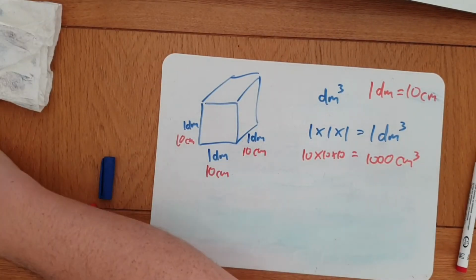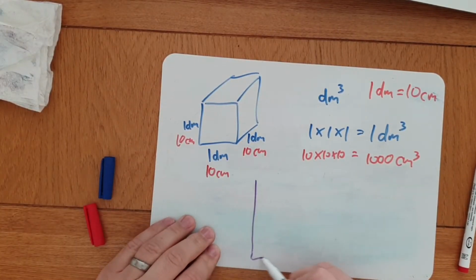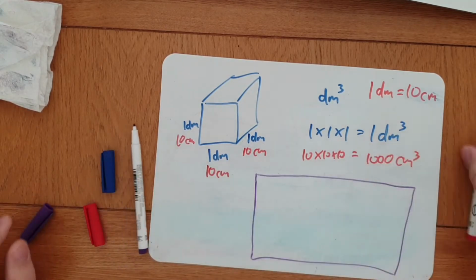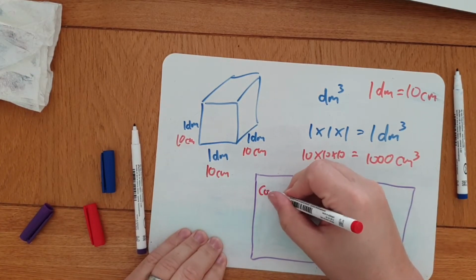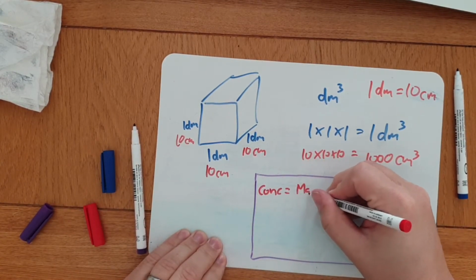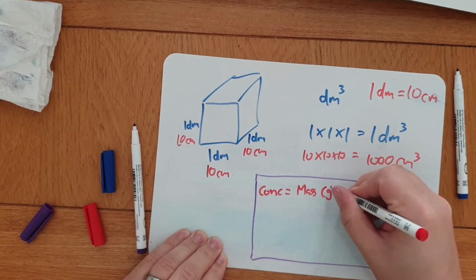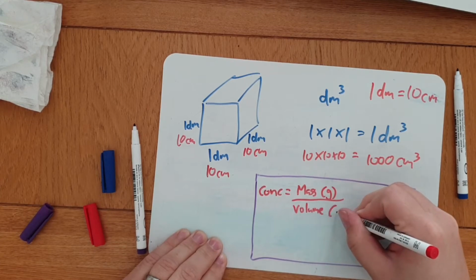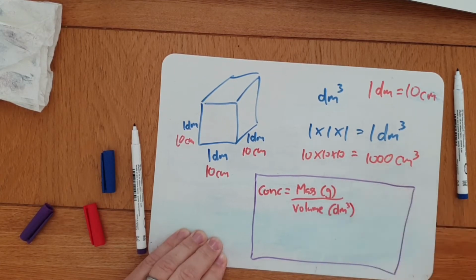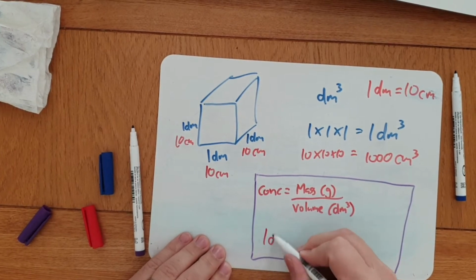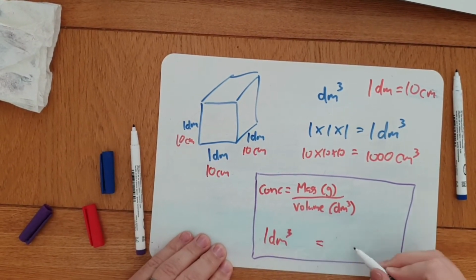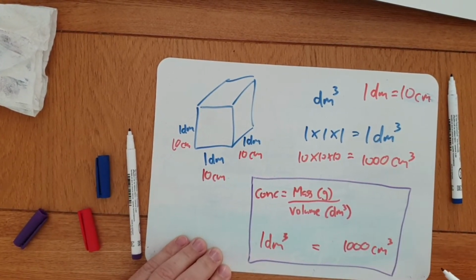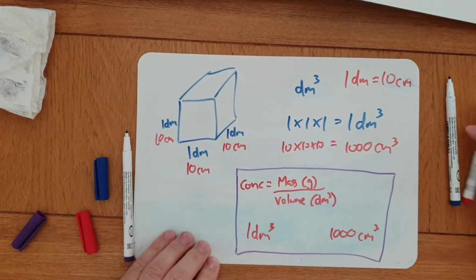Now, this is quite important for the rest of the video, so you might want to, after I finish this, just pause it and take notes of what's in this purple box. But you will need to have concentration equals mass, which is in grams, divided by volume, which is in decimeters cubed, and 1 decimeter cubed equals 1,000 centimeters cubed. So how can you turn those into each other?